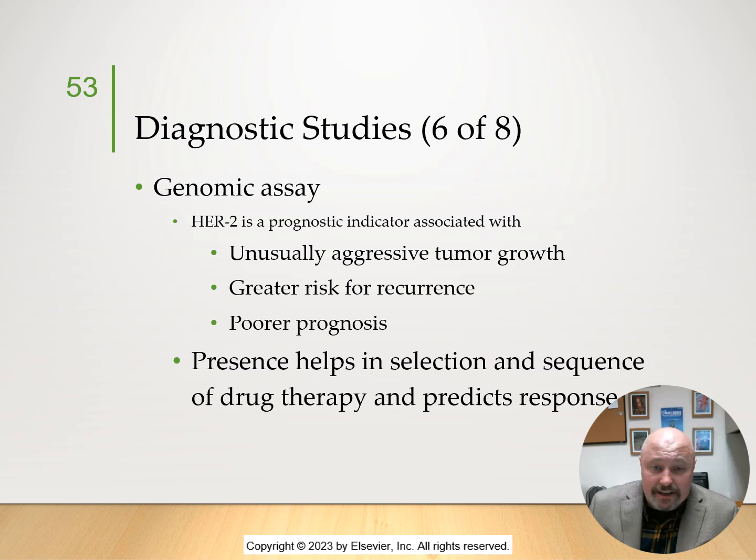Under the genomic assay, that HER2 is again that prognostic indicator associated with unusually aggressive tumor growth, greater risk for recurrence, and another poorer prognosis. This presence helps in the selection and sequence of the drug therapy and helps to predict its response.